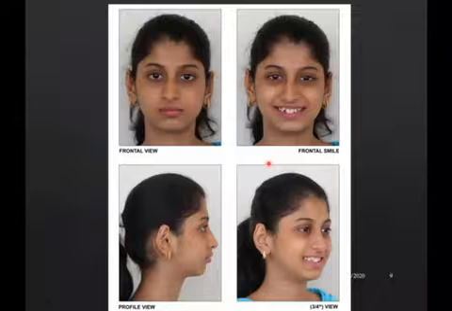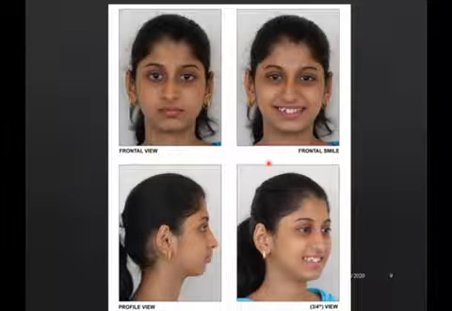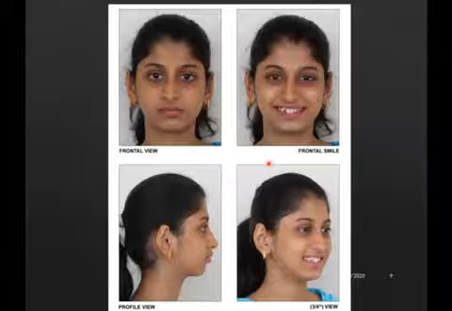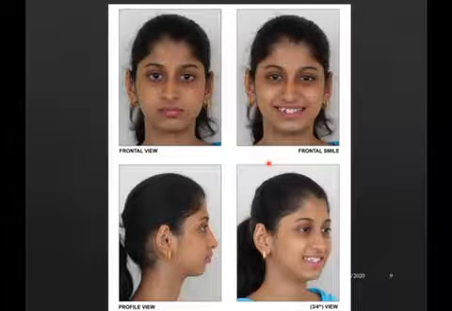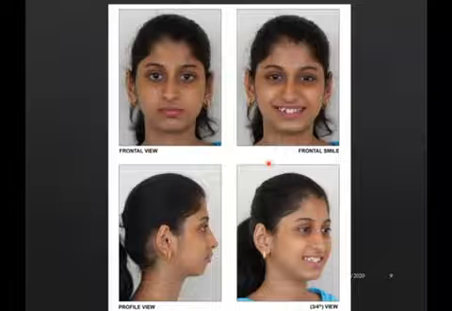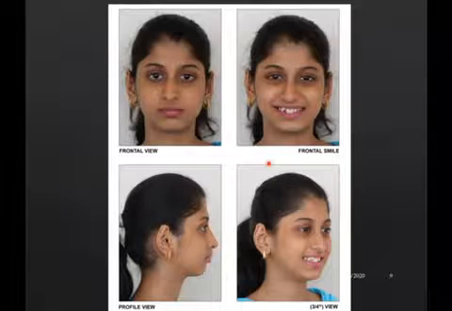Next is a class 1 malocclusion case with crowding. Crowding can be divided as mild, moderate, and severe. Mild crowding is less than 4 mm per arch, moderate crowding is 5 to 9 mm per arch, and severe crowding is 10 mm or more per arch. Before carrying out any treatment, we should consider the degree of crowding, site and position of the crowding, and patient's age.